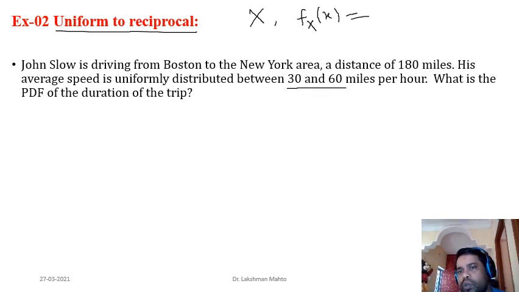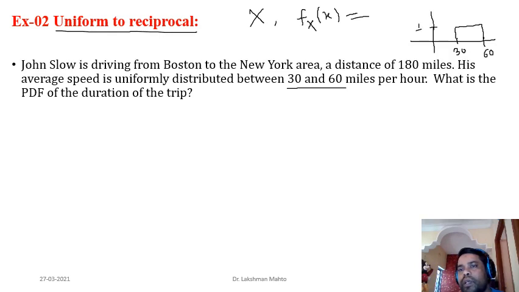X is distance. It is taking uniformly distributed values between 30 to 60 miles. That means you can plot it this way. So 30 is here and 60 is here. 60 mile is here. So what is the height? That means what would be the value of density in this interval in order to normalize it. So density would be 1 by 30.